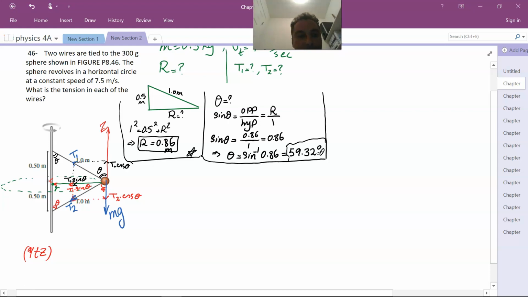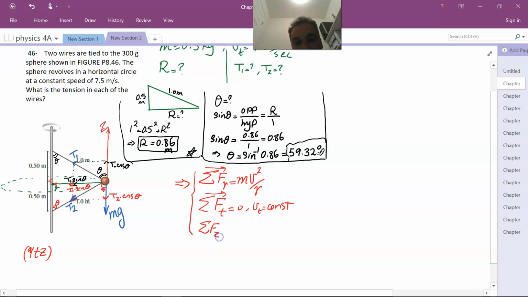Then, after we finish these, we will apply sigma F on the r-axis equal to mv squared over r. Sigma F on the tangent axis is 0. Why is it 0? Because tangent velocity is constant, so there is no tangent acceleration. And also sigma F on the z-axis is 0.